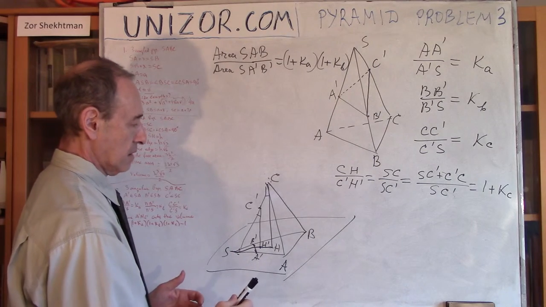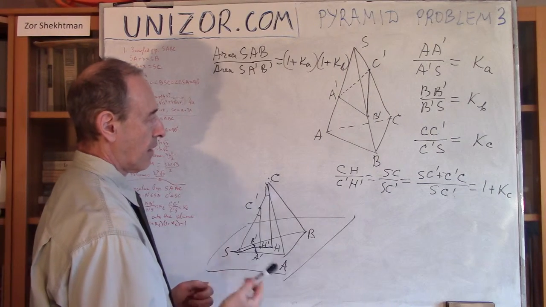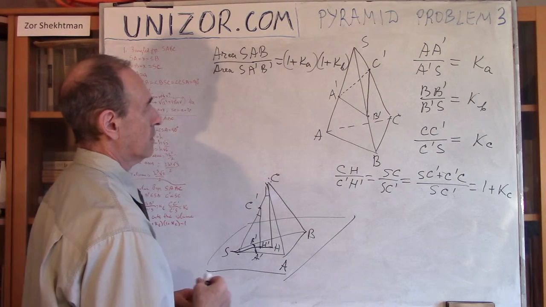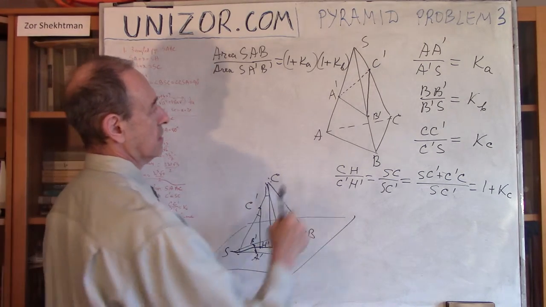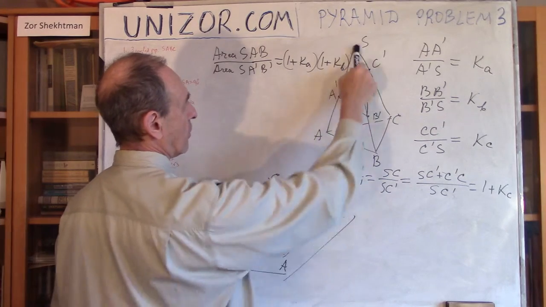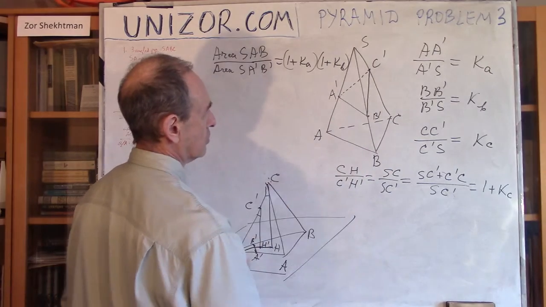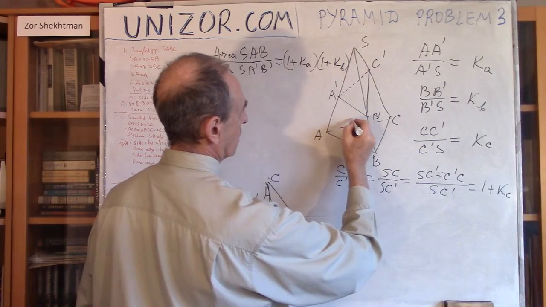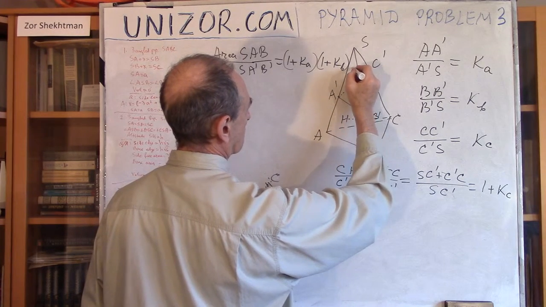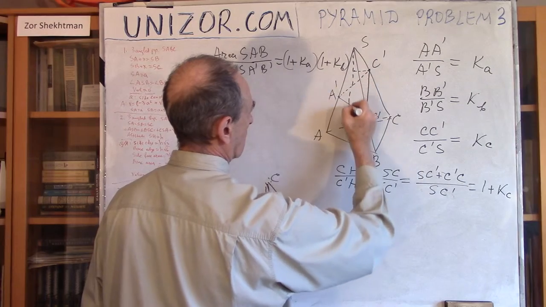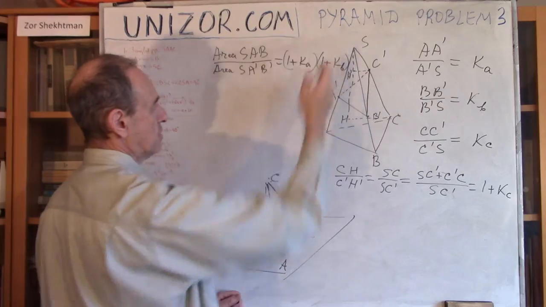Now that allows me to basically compare the volume of the big pyramid, which is 1/3 area of SAB times CH, right? CH is the perpendicular from here to here, and this is perpendicular from here to here. This is H prime. Now H and H prime belong to SAB, right?